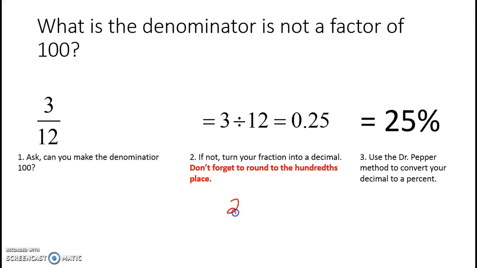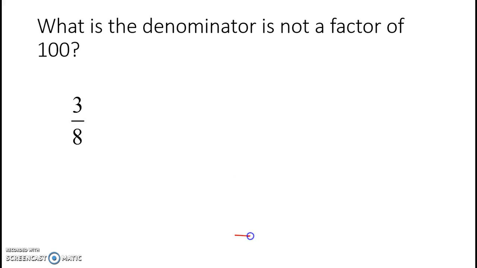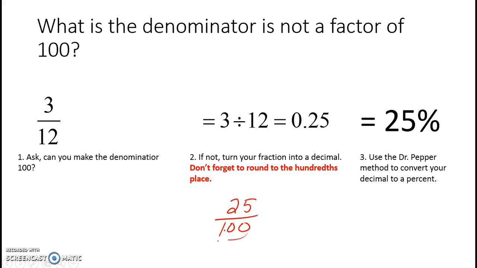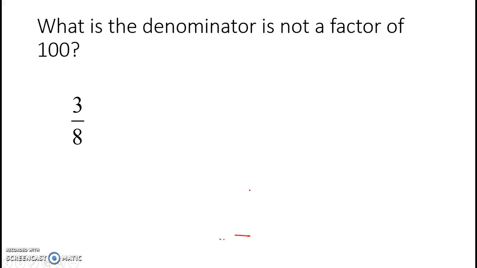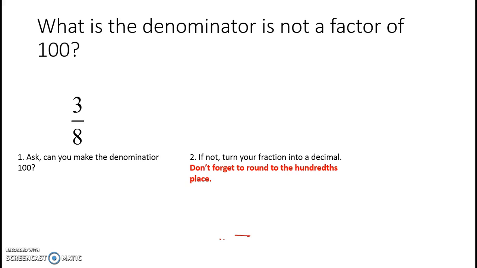Or I can say 25 hundredths, and now I have a fraction with a denominator of 100, so I know my percent is 25. Let's try another one. 3/8. Can I make the denominator 100? I cannot, so I need to turn that fraction into a decimal by dividing the numerator by the denominator and rounding to the hundredths place.